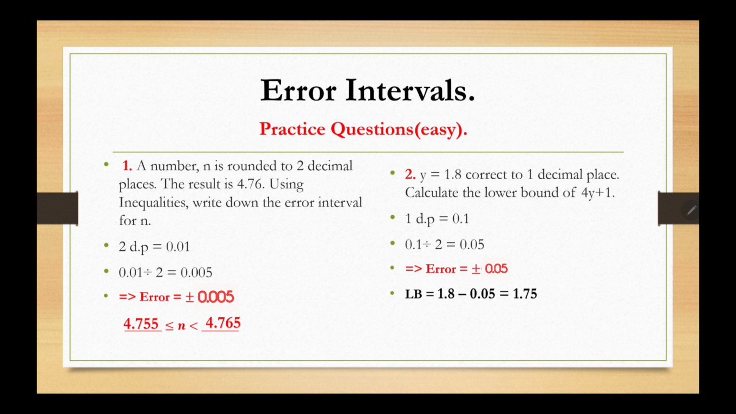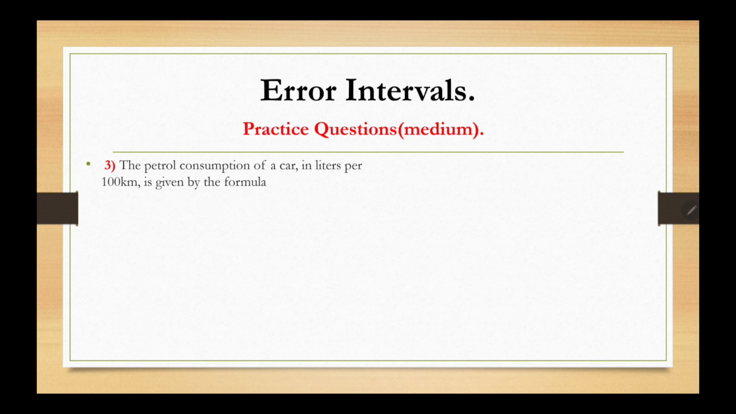Okay, now we are going to plug the value of the lower bound into the expression. Wherever we see y, we substitute 1.75. And that's going to give our answer 8. Let's take a look at some medium level questions, okay?